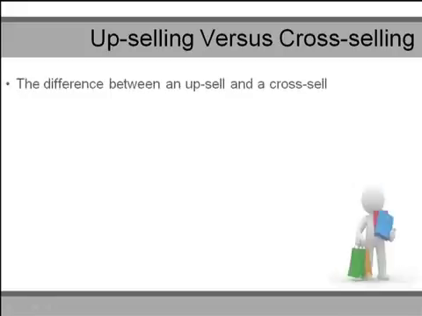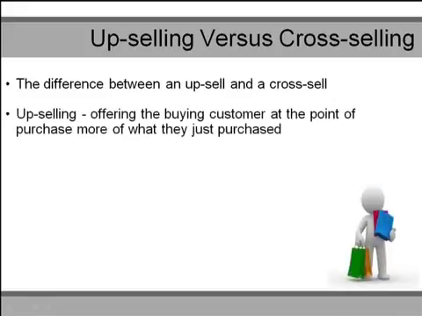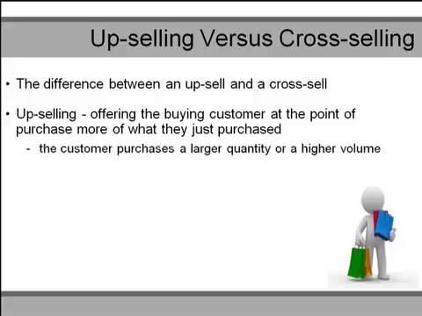Let's start by explaining the difference between an upsell and a cross-sell. In essence, an upsell involves offering the buying customer at the point of purchase more of what they just purchased. You're getting the customer to purchase a larger quantity or a higher volume. When you supersize your fries at McDonald's, that's an upsell. When you buy socks at the store and the clerk convinces you to buy a dozen more to get a special discounted price, that's an upsell. You're purchasing more of what you were originally buying.